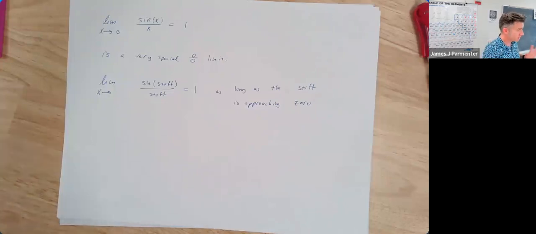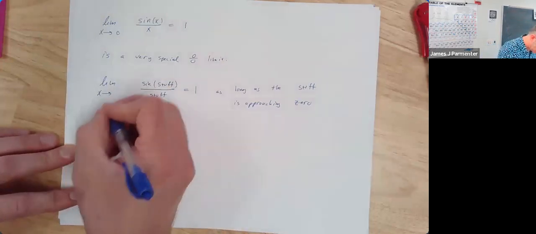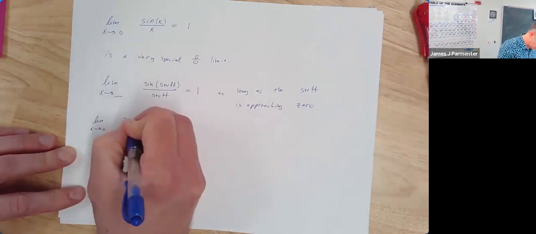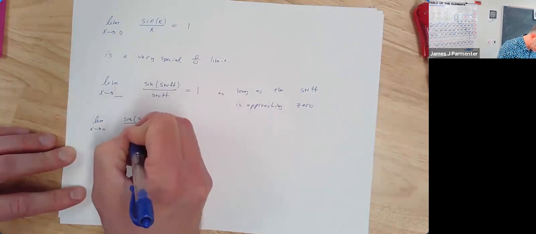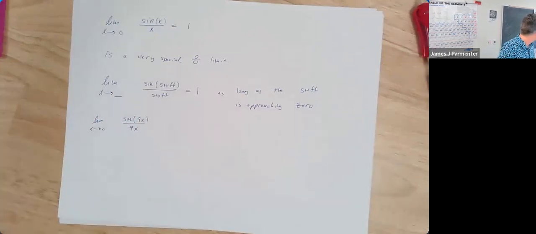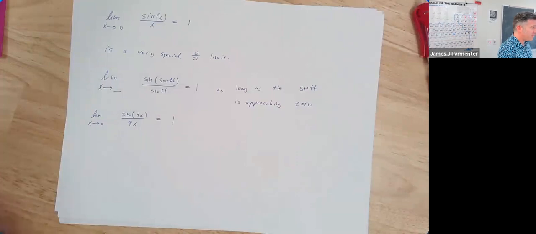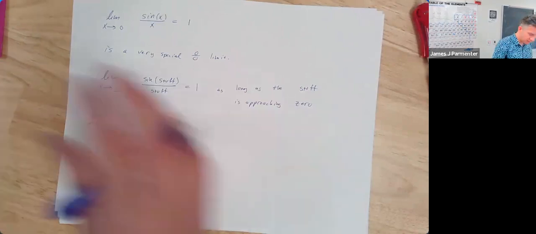So, for example, we could ask the limit as x approaches 0 of sine of 9x over 9x. The stuff is the same, and the stuff is definitely going to 0. So that limit is going to be 1. And I don't think we need to show any work. We're going to show more work in a minute here, but let me just give you one more example of something kind of weird.